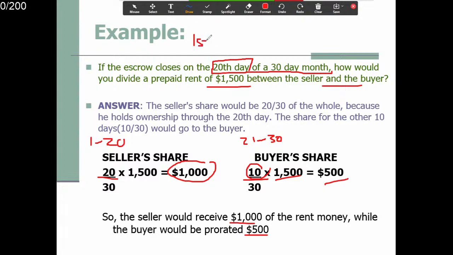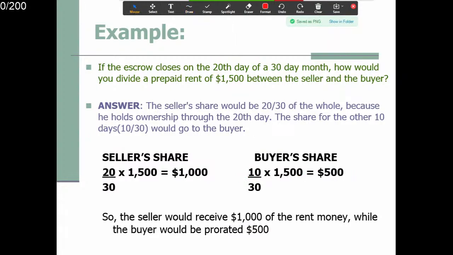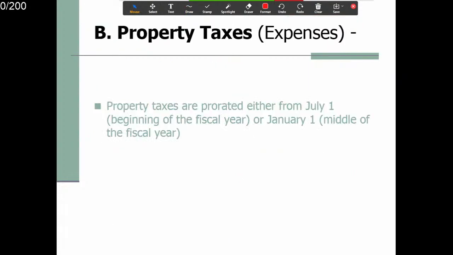So the tenant pays on the 1st, right? So escrow company will take $500 of that and pay to the buyer. Okay, 他20号结束嘛，right？所以呢，1到20号是卖主的，OK，20除一个30乘1500，1000块。买主这个新的房东，他是21号到30号10天，除30乘一个1500等于500块。所以中介的交易公司 escrow 公司会给他500块。Okay, property taxes.